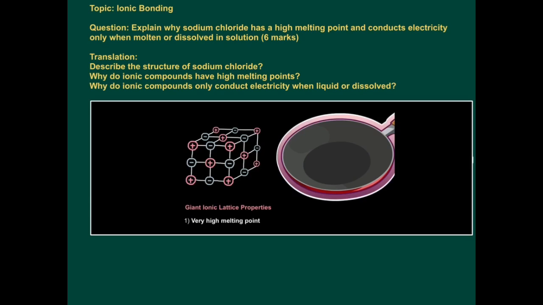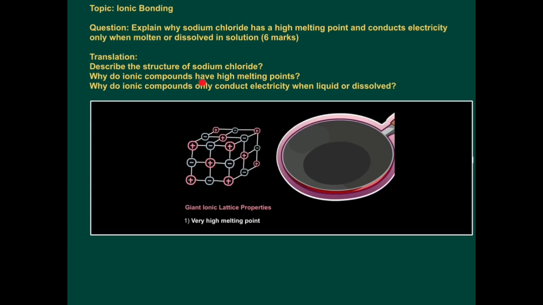This exam application tutorial is on ionic bonding. The question, for 6 marks: explain why sodium chloride has a high melting point and conducts electricity only when molten or dissolved in solution.